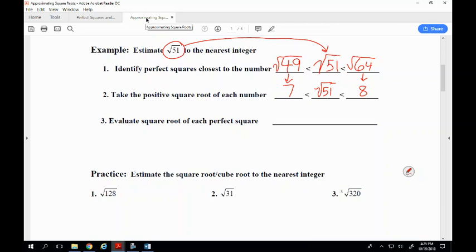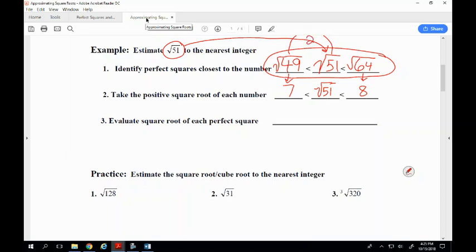But if we look back up here to our first step, okay, and we want to compare the number that they gave us, which is the square root of 51, to the other two numbers right next to it. If I look here, there is a difference between 49 and 51 of 2.